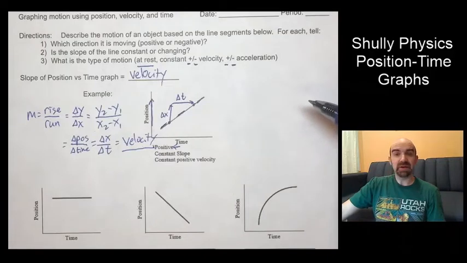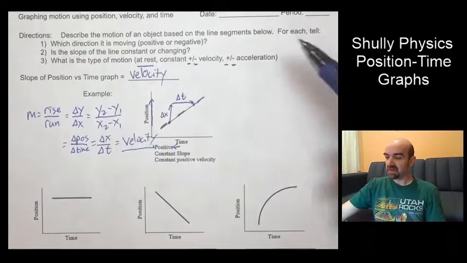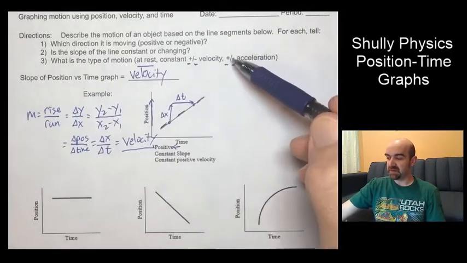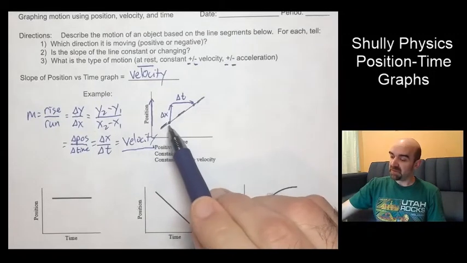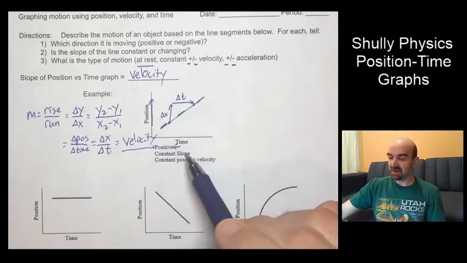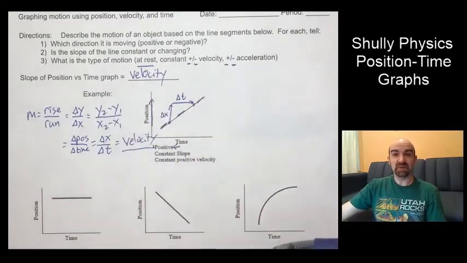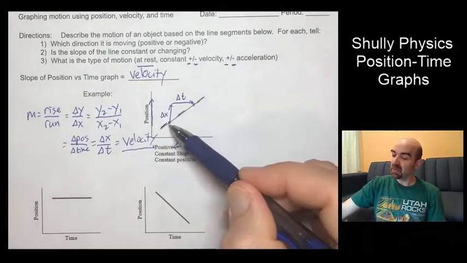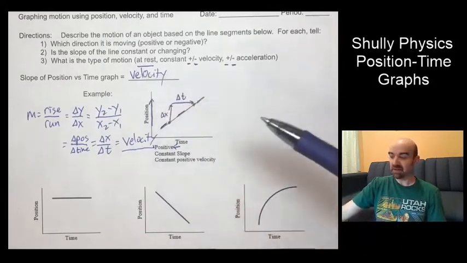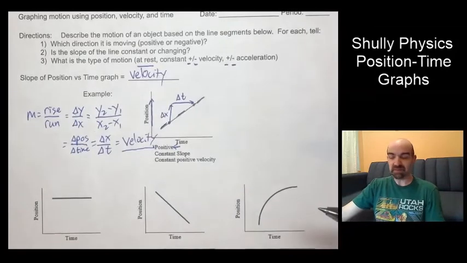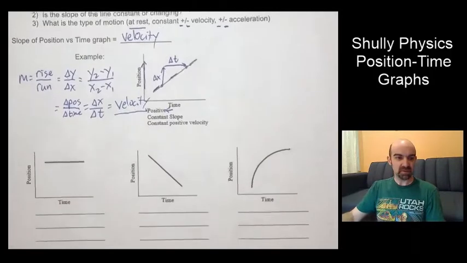And finally, we're going to identify what is the type of motion. Is it at rest, constant positive or negative velocity, or positive or negative acceleration? So in this example, the slope of this line is constant, and the slope is the velocity. So if the slope is constant and the slope is positive, then this is a constant positive velocity. And that's how we can identify that. So that's the steps we're going to take here for each of these graphs.